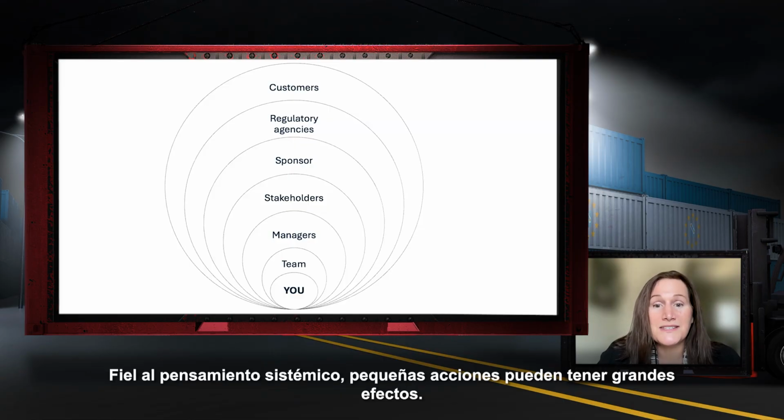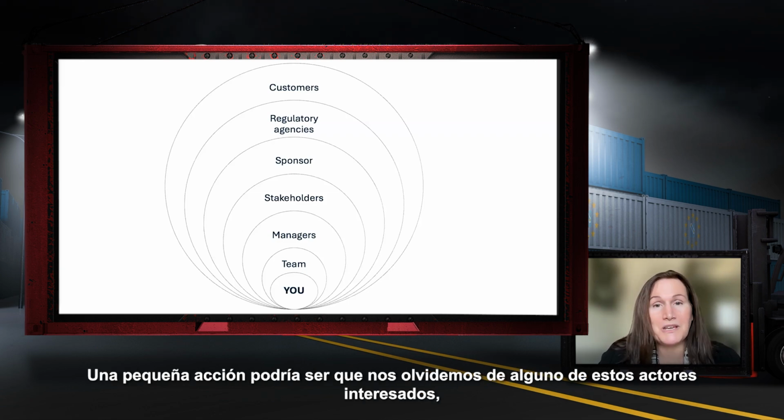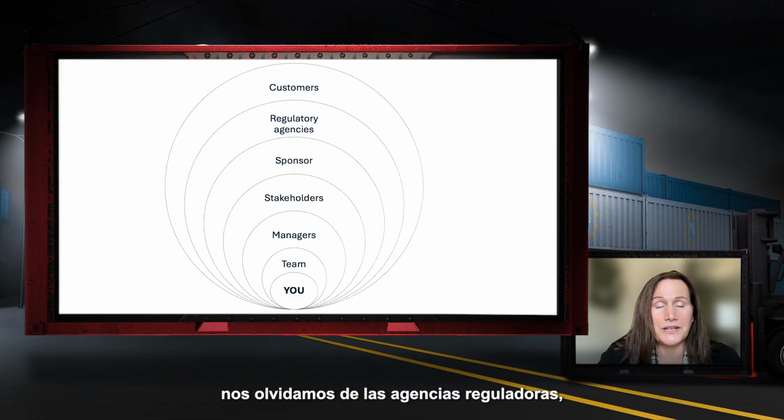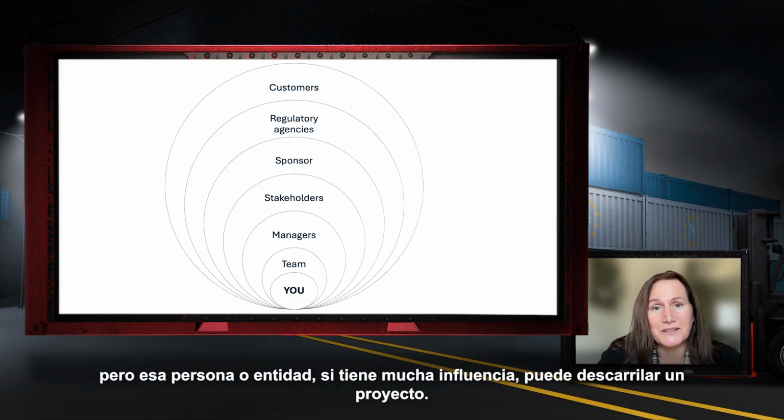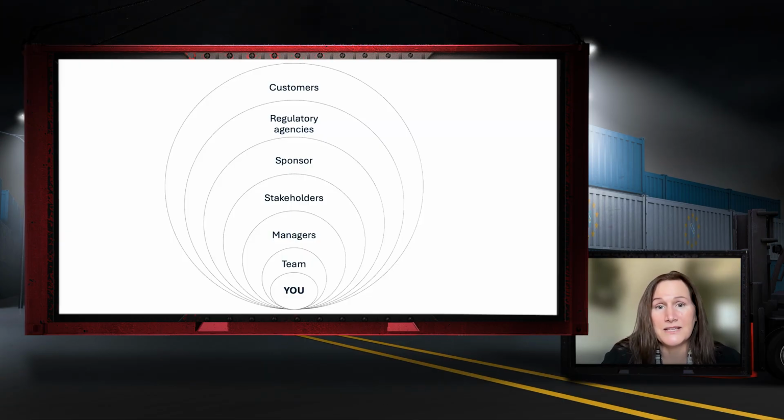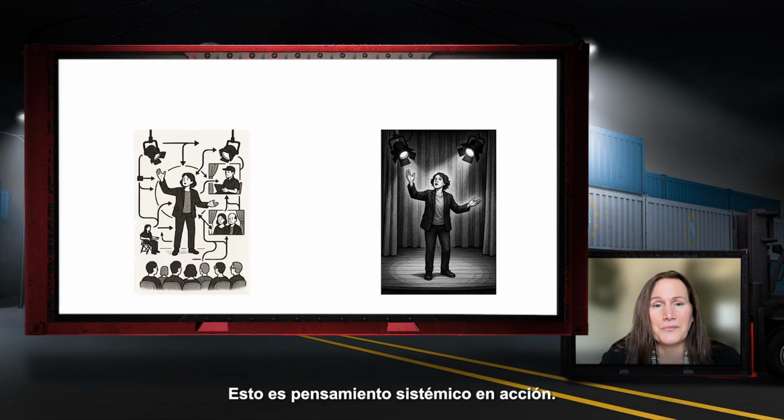So, true to systems thinking, small actions can have large effects. A small action might be that we forgot one of these stakeholders. We forgot the regulatory agencies. But that one person or entity, if they have a lot of influence, can derail a project. That's systems thinking at work.